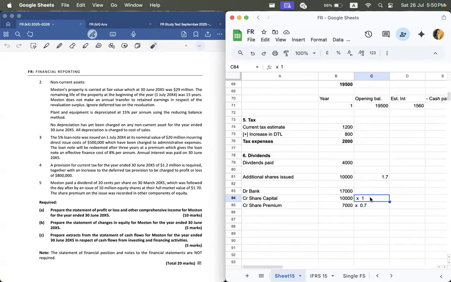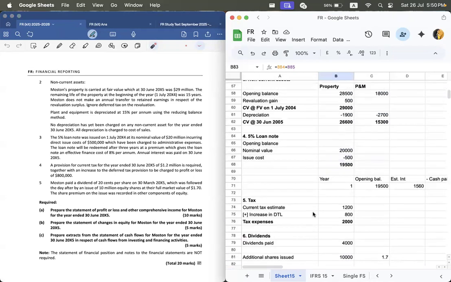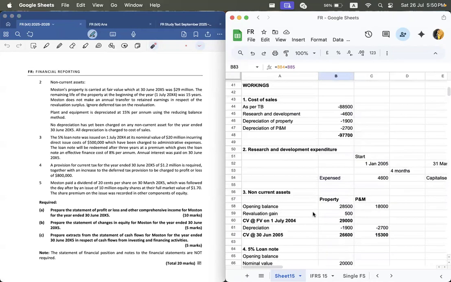So into 1, that is 10,000 into 1. Clear? And for the share premium, 10,000 into 0.7. Clear? This is the sum of these two things together. That goes to bank. Understood? Okay, now complete.